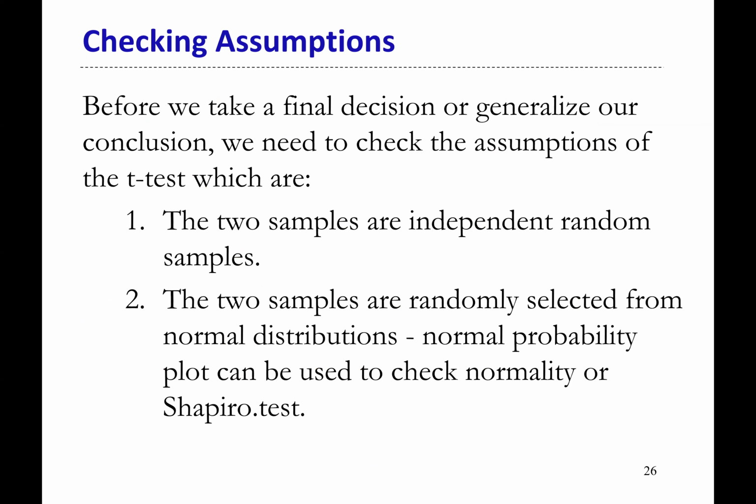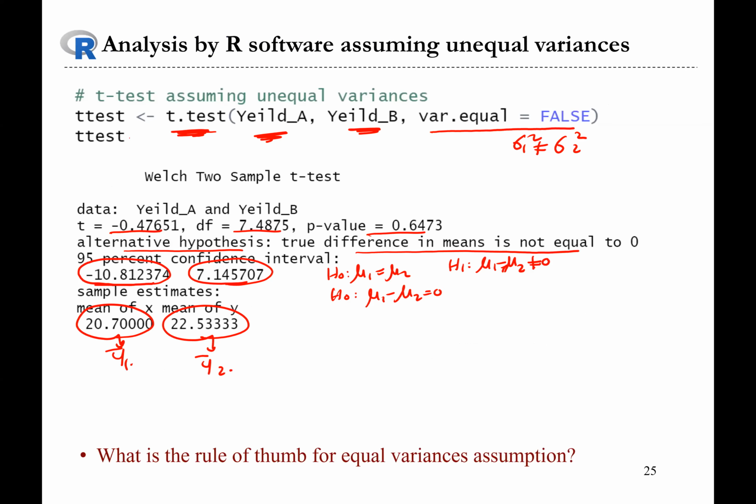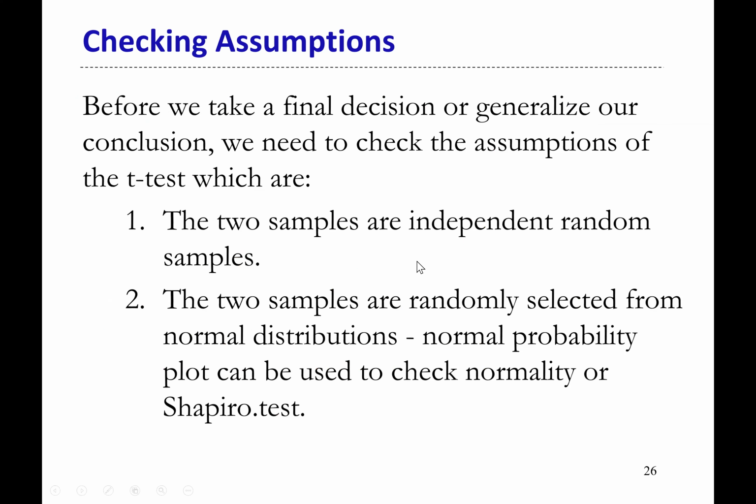So what are the assumptions? Because keep in your mind, we said mu1 equals mu2: the two fertilizers are the same in terms of yield at significance level 5%. But before this conclusion, you need to check the assumptions, because every test in statistics has some assumptions. If the assumptions are satisfied, you can conclude. But if the assumptions are not satisfied, you need to fix the problem first before you do the test, before you make any conclusion.